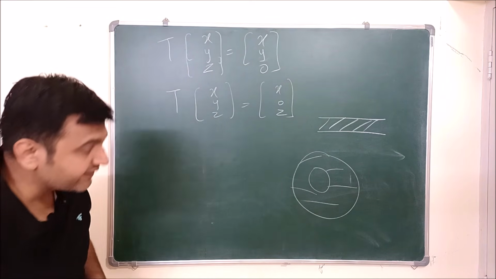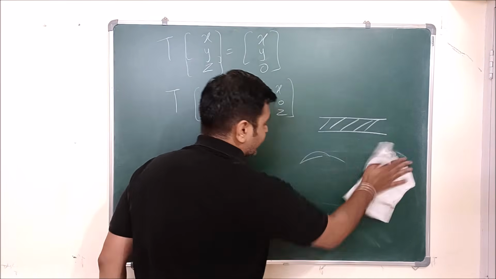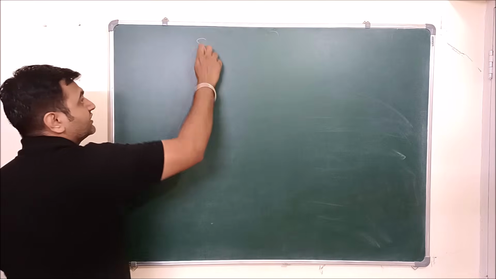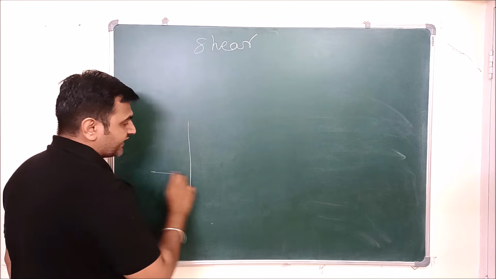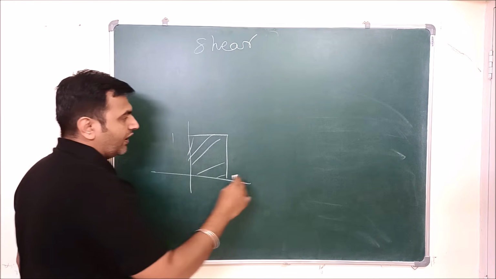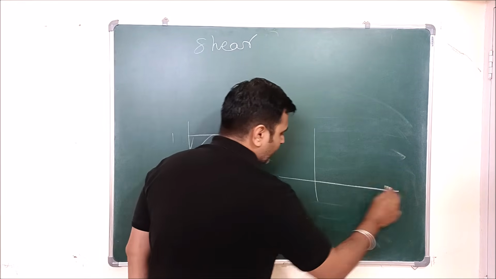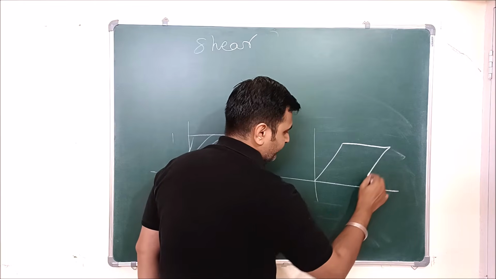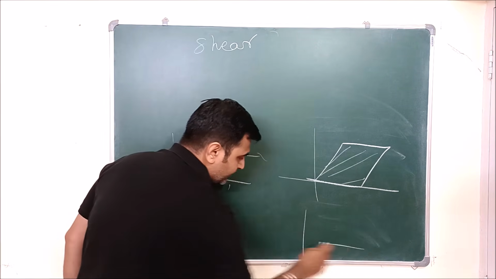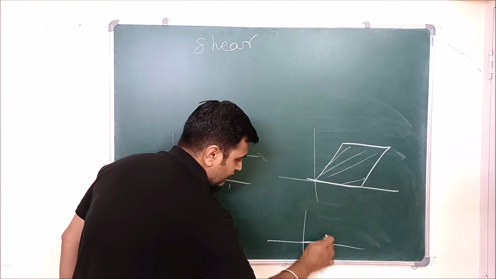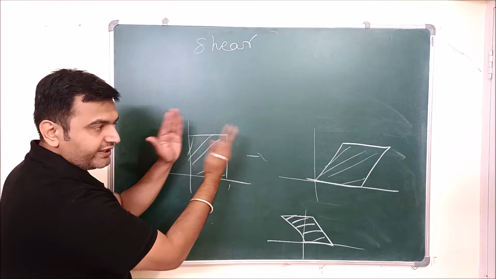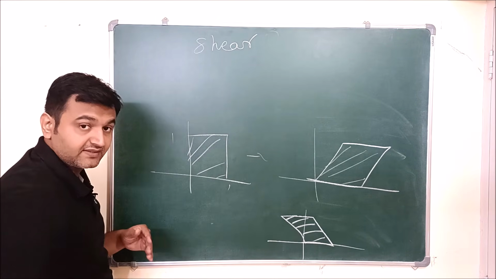And the last category is shearing, S-H-E-A-R. So let us try to see that last part. What are shear maps? Suppose I have a rectangle or a square over here. You can take this as a unit square. And I want to shear it, or I want to do like this. Or I want to shear like this. I just want to tilt here or tilt there, something like this.